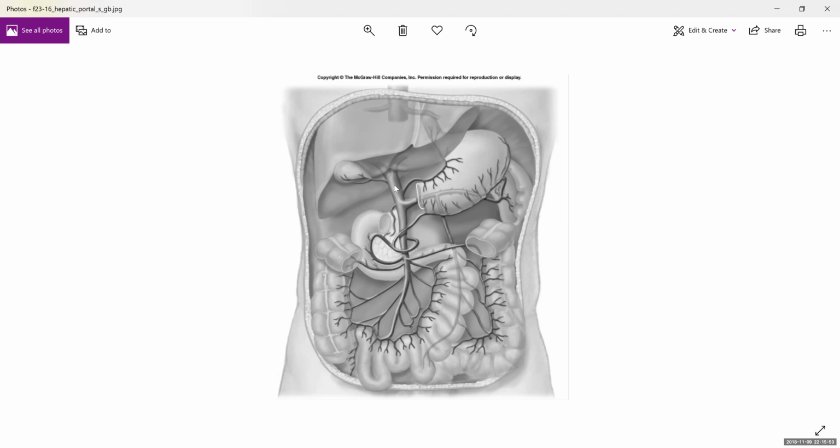Okay, let me see what else I have to know. Oh yeah, okay. Name this vein here. This is the right gastric vein, and then over here, left gastric vein.